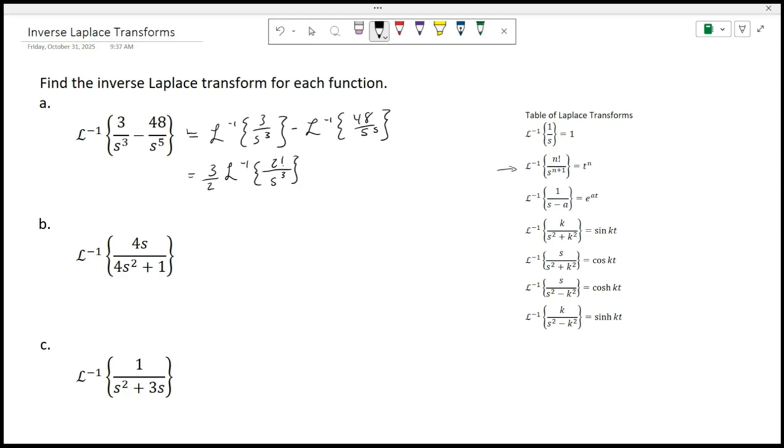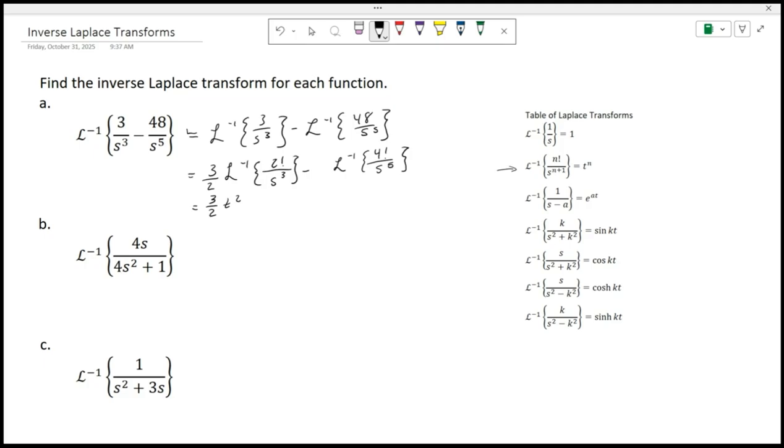Okay, so now I have 3 halves times the inverse Laplace of 2 factorial over s cubed. And I'm just going to finish this one off before I move to that second term. So this would be 3 halves times t to the 2, so 3 halves t squared is what I get for that first one. For the second one, I have an s to the fifth in the denominator, which means that n is 4. And that means that I need a 4 factorial in the numerator. So I'm going to figure out what goes out front in a second, but I need a 4 factorial to make this work.